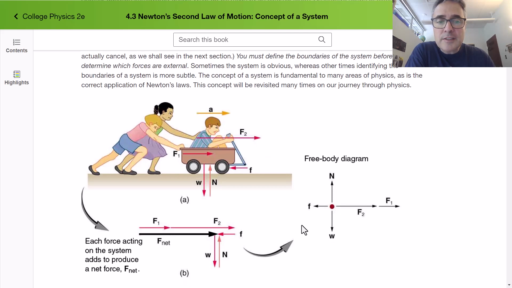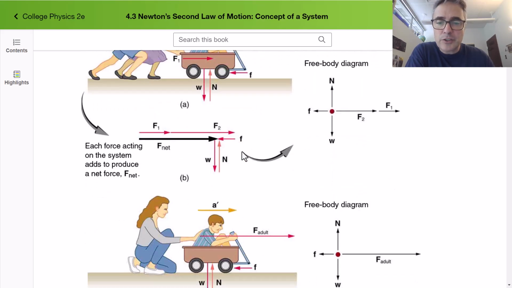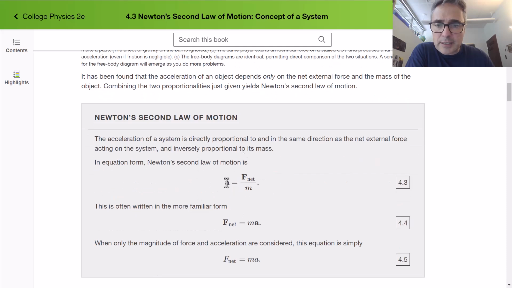And then, since the net force here, if you add up all these forces, is towards the right, that gives an acceleration towards the right. So that's coming from Newton's second law, so the acceleration is a vector, the force is a vector, and the mass is a scalar. So the scalar mass doesn't change the direction.